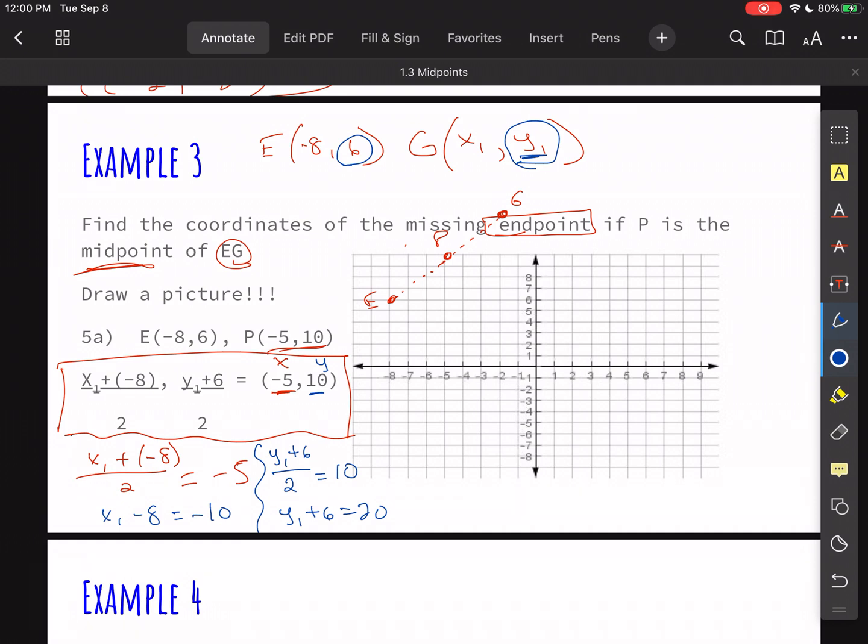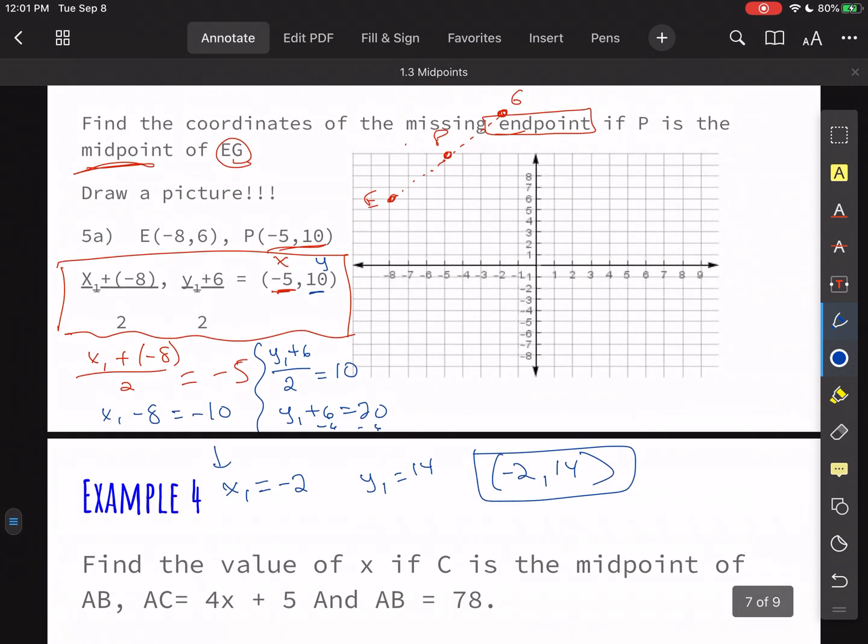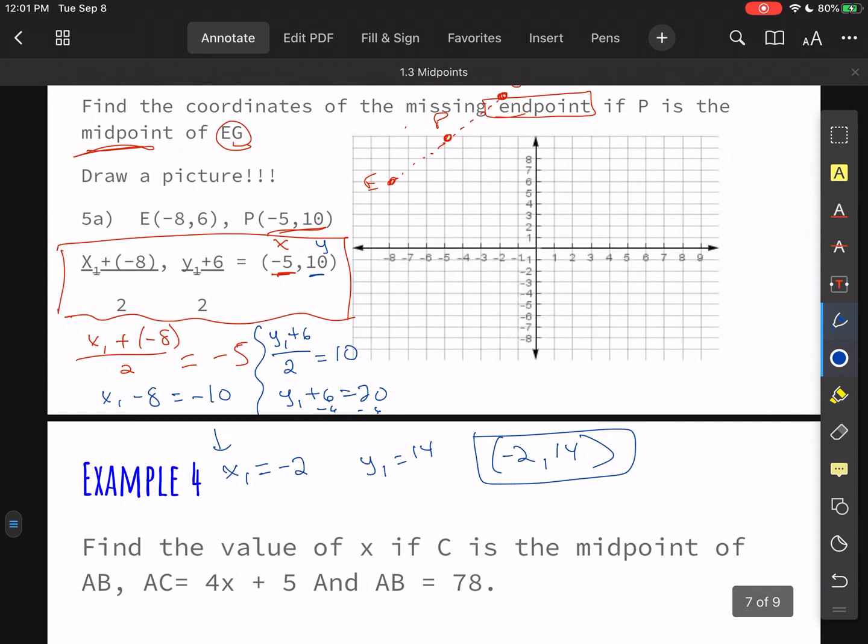Okay, and then we'll solve this. So we'll go down here. x1 is going to be equal to, if I add 8 to both sides, negative 10 plus 8 is negative 2. And then on my other one, y1 is equal to, if I subtract 6 from both sides, 14. Hey, I think that's what I guessed. And this is the final answer, so make sure you use your parentheses: negative 2, comma, 14. That is equal to point G, the endpoint. So that one can be confusing, but just use your formula and plug in what you know.